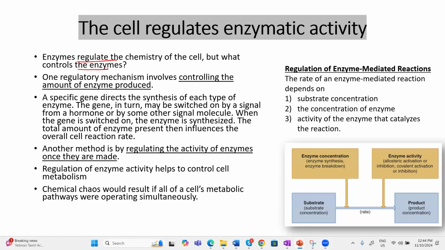The second question is, suppose the enzyme is produced, then how will we regulate it? Once the enzyme is made, how will we regulate it? Then we find two different methods. One is that they are producing allosteric enzymes. So here I've given you this map to understand how the regulation of enzyme mediated reactions works. One is by controlling substrate concentration or concentration of enzyme, means the enzyme production. And second is, if the enzyme is produced, how we will regulate its activity. The cell has to regulate it.